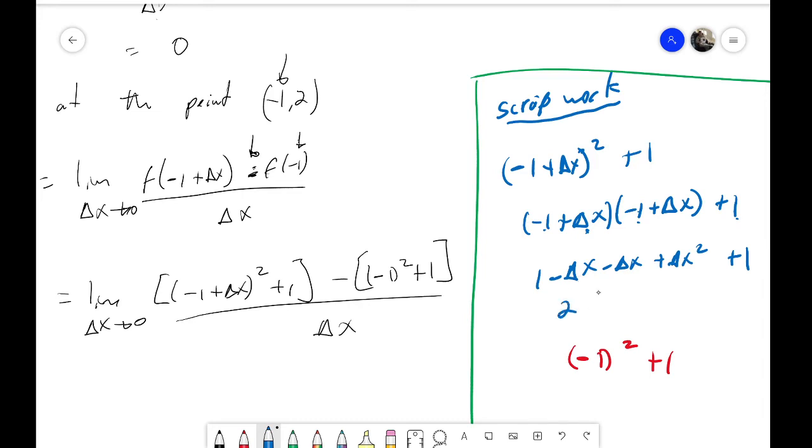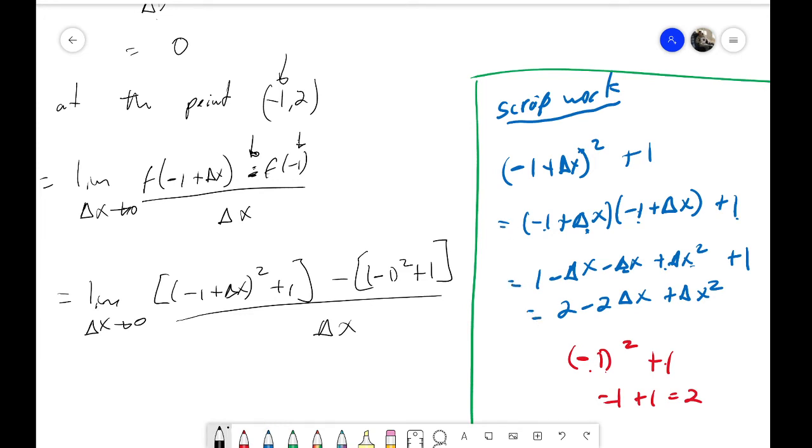1 plus 1 is 2. Minus delta x plus minus delta x is minus 2 delta x. And you just carry the delta x squared. The other one is much easier. This is going to be negative 1 squared is just 1. 1 plus 1 is 2. Right.